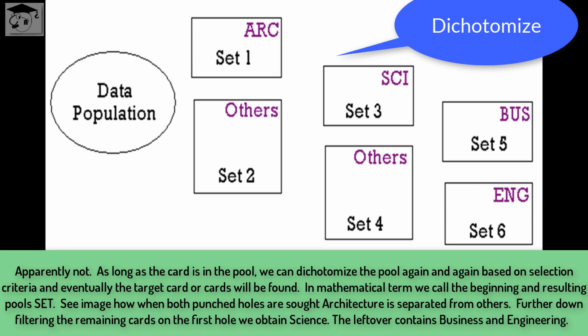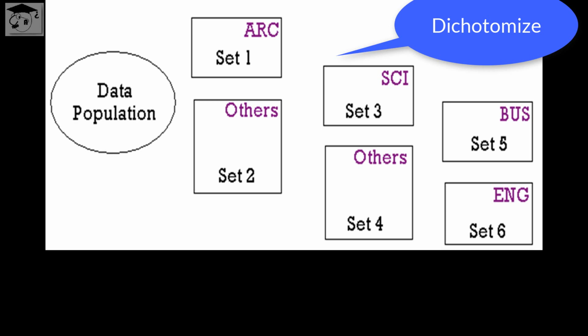In mathematical term we call the beginning and resulting pools set. See image how when both punched holes are sought architecture is separated from others. Further down, filtering the remaining cards on the first hole, we obtain science. The leftover contains business and engineering.